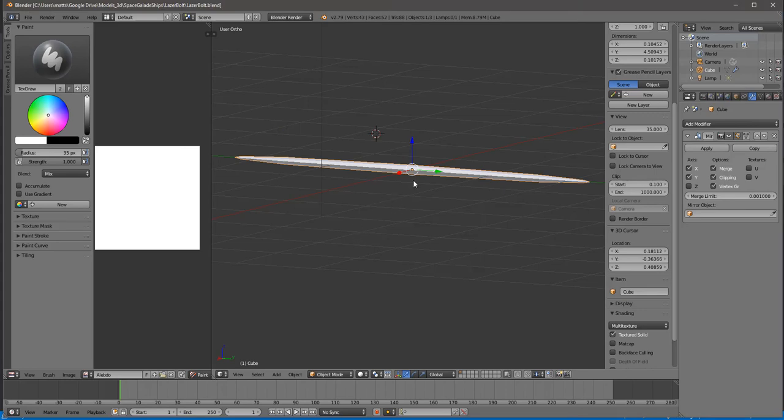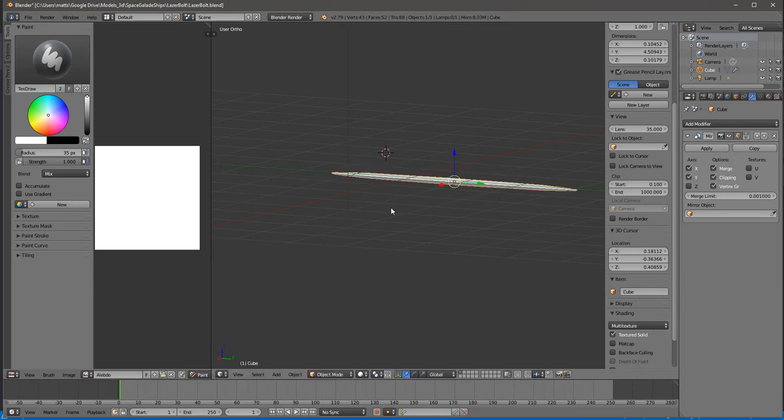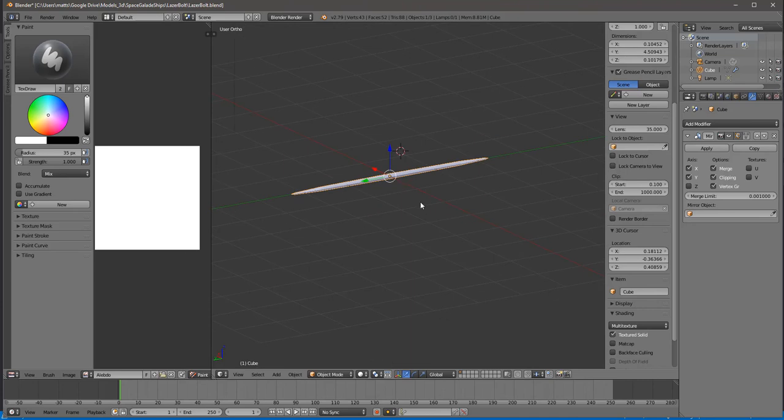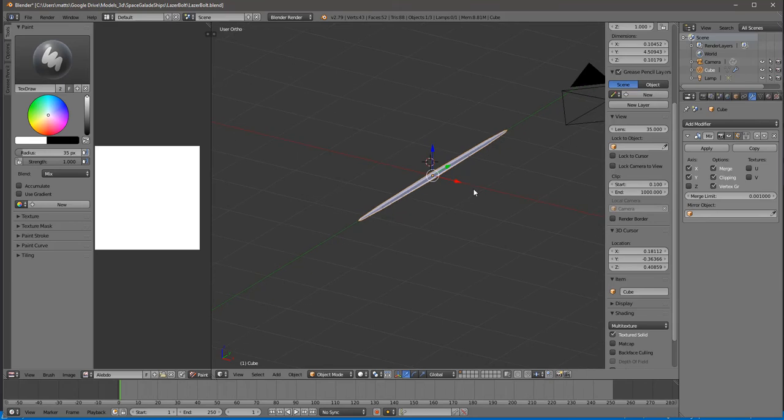Hey guys, this is my second update to my space arcade project. What I've done here is created a model that's supposed to represent a laser bolt. What I'm working on now is creating projectiles and having them interact with ships. So you can shoot other ships and at some point they'll be able to shoot you back.